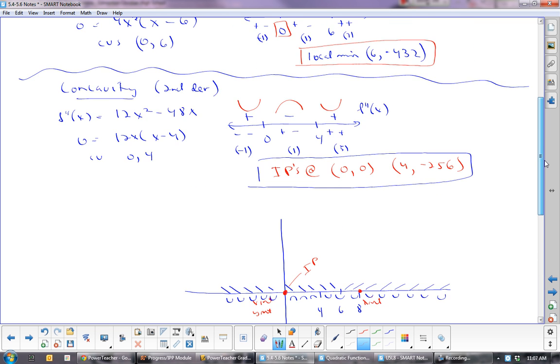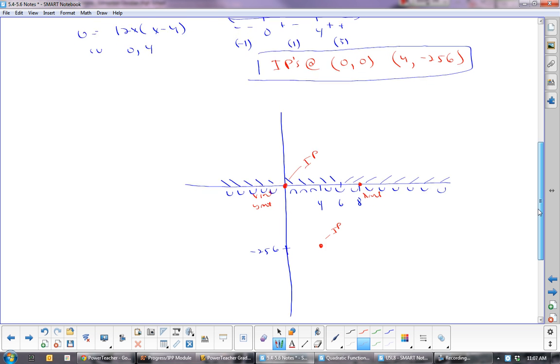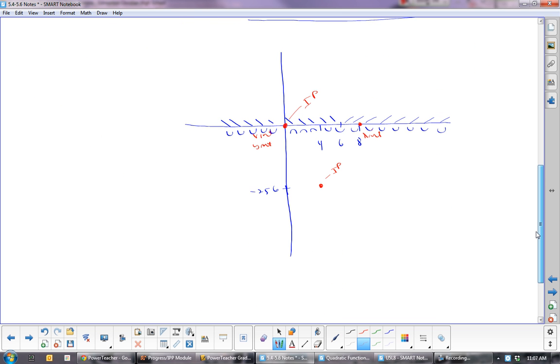Okay, and I am missing a local min at 6, negative 432. So 6, negative 432. This is my min. So I know I'm going to start here, and I'm going to finish here.